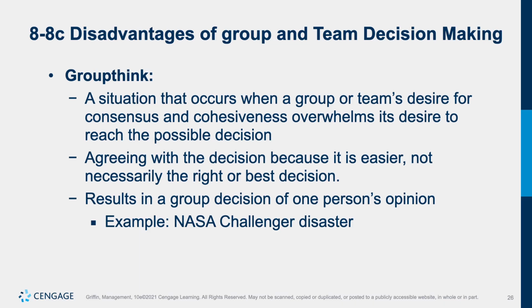Also, groupthink means a situation whereby members agree with the decision because it is easier, not necessarily because the decision being made is the right or best decision, right? And it basically allows for a group decision that is based off one person's opinion. So most of the time, groupthink is usually one member's opinion that is propagated by other members of the group as the group's decision.